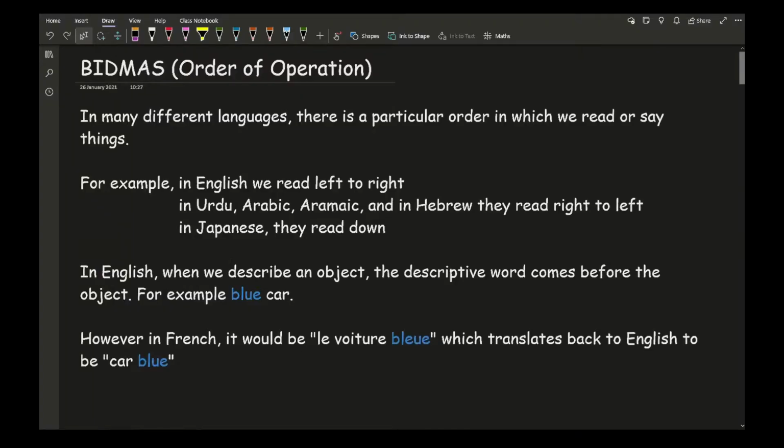So in many different languages, there is a particular order in which we read or say things. For example, in English, we read from left to right. In Urdu, Arabic or Aramaic, or in Hebrew, they read from right to left. And in Japanese, they read down.